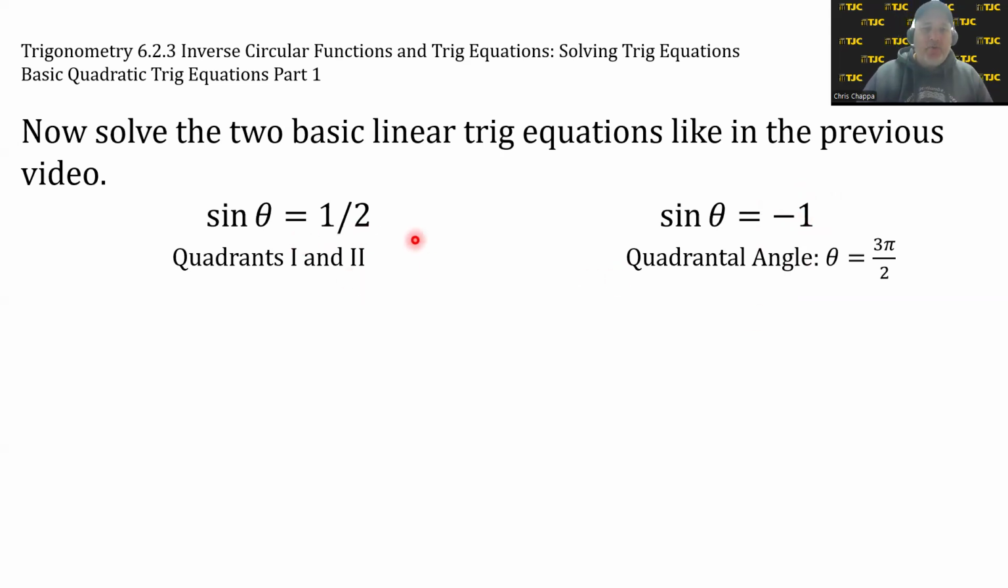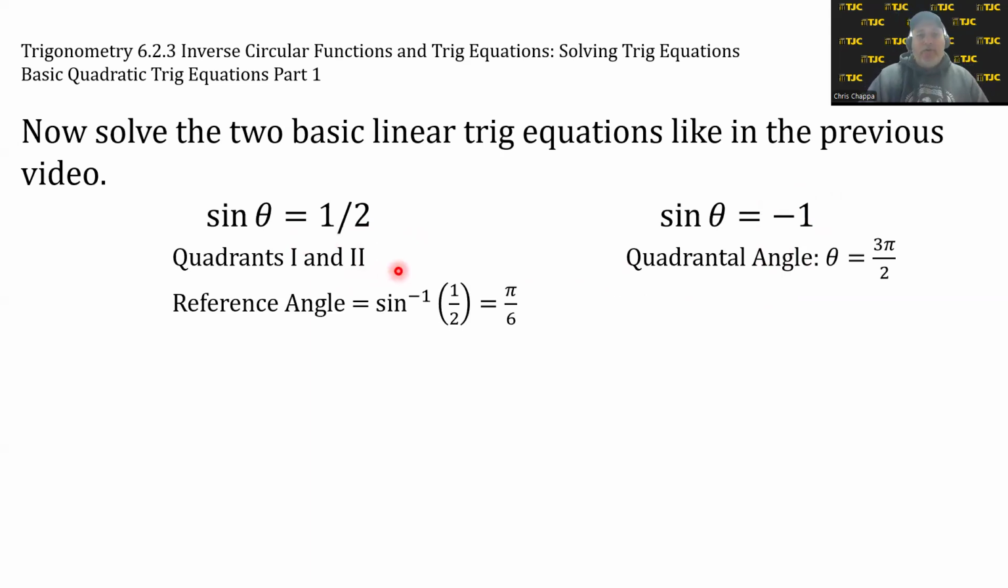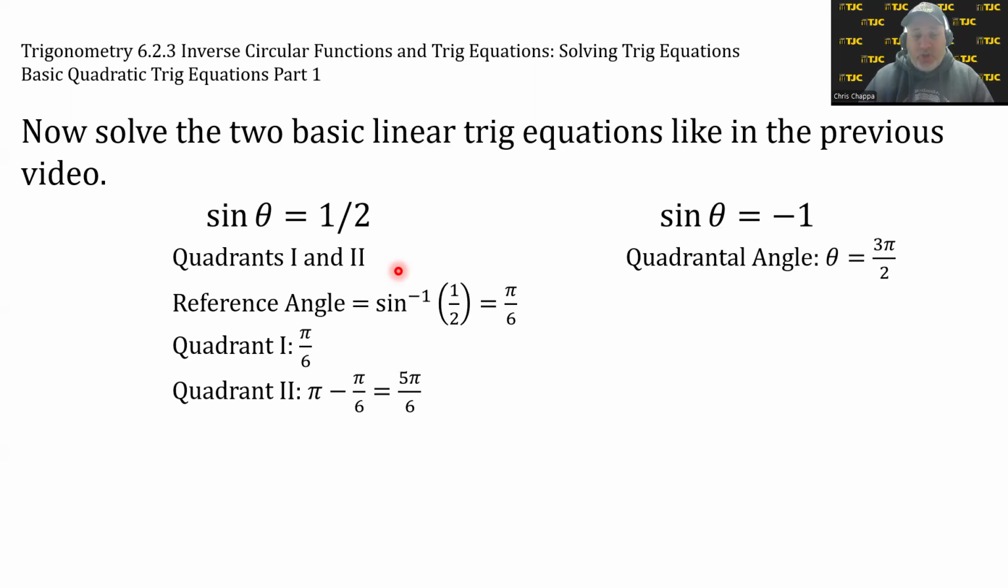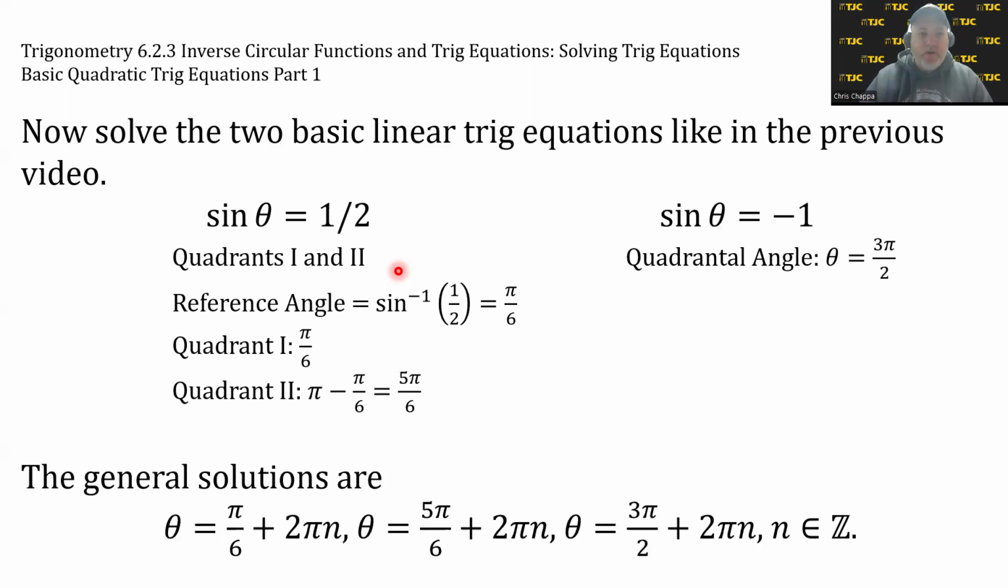Now, for sine of theta equals 1/2, we do have to find both solutions in quadrants 1 and 2. Well, the reference angle would be sine inverse of 1/2, which is pi over 6. And if we put that in quadrant 1, it is its own solution. And if we put it in quadrant 2, we would subtract it from pi to get 5 pi over 6.